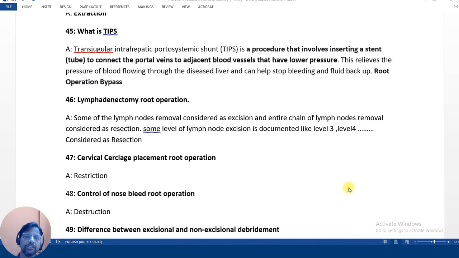Next, what is TIPS? TIPS means transjugular intrahepatic portosystemic shunt. So basically this procedure you will see in the liver. TIPS is a procedure which involves inserting a stent to connect the portal veins to adjacent blood vessels that have lower pressures. So this relieves the pressure of blood flowing through the diseased liver and can help stop bleeding and fluid backup. So if you want to code TIPS, the root operation for TIPS is bypass.